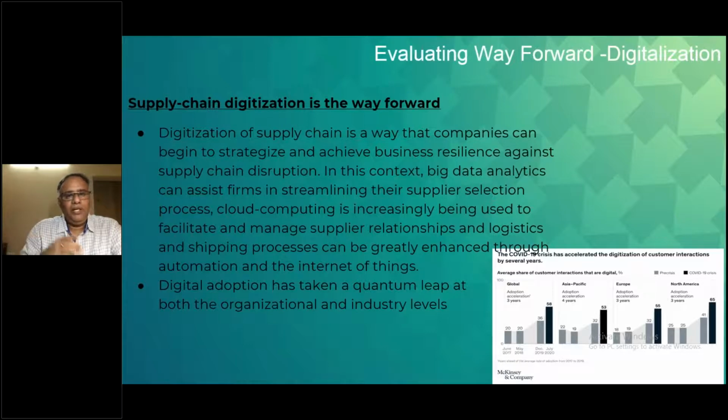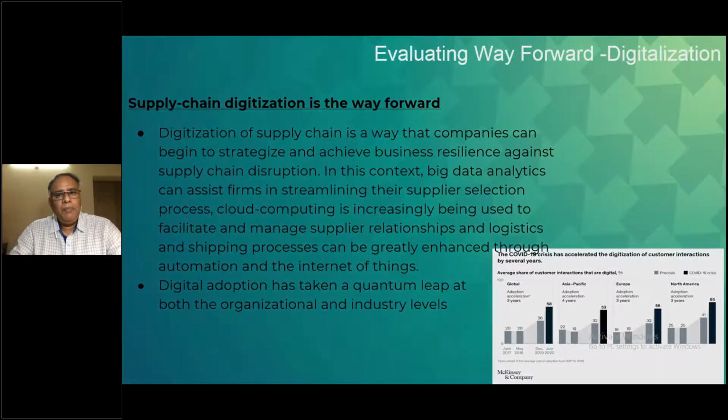So the whole network and shipping processes are totally enhanced with automation and the Internet of Things. That has evolved in a lot of ways, and people are trying it. That's why you can see the McKinsey report data. The graph has increased from 20% to 55% in the digitization process. And digital adoption has taken a quantum leap at both the organization level and the industry level, whether it is the MSME sector, mid sector or the large sector.